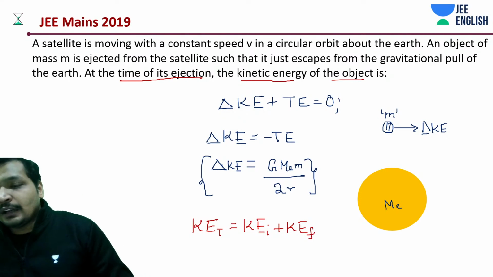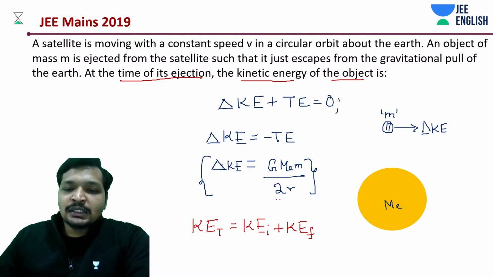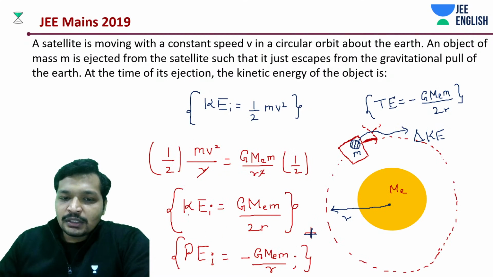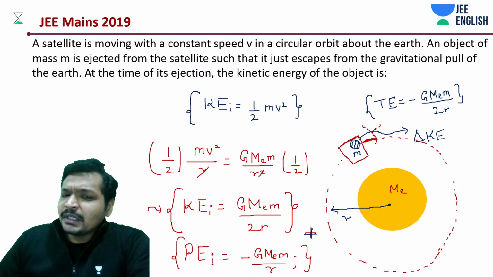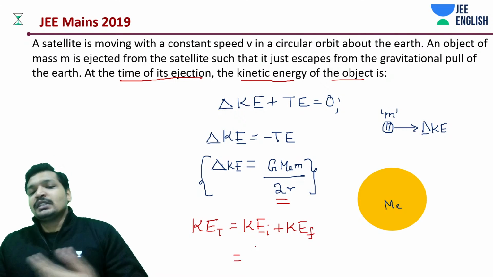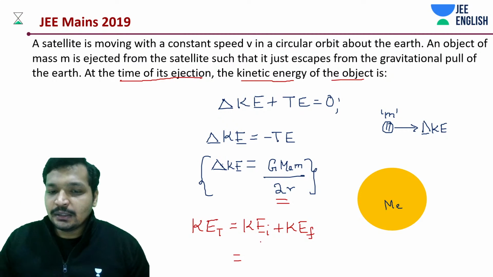Okay. And if you have noticed, how much is this value? GMm by 2R. Let's go back. What is the value here? GMm by 2R. So what are you going to basically get? 2 times delta KE or 2 times KE.